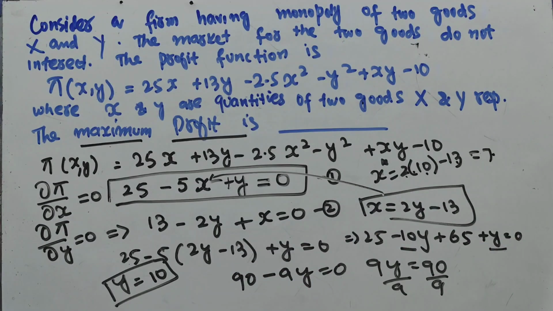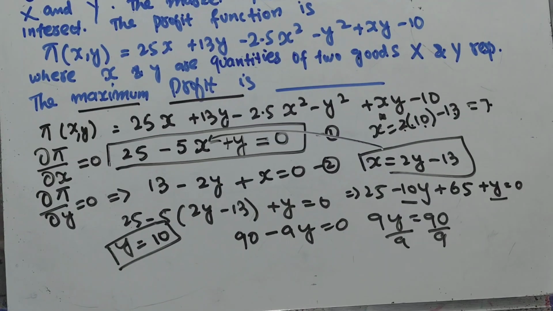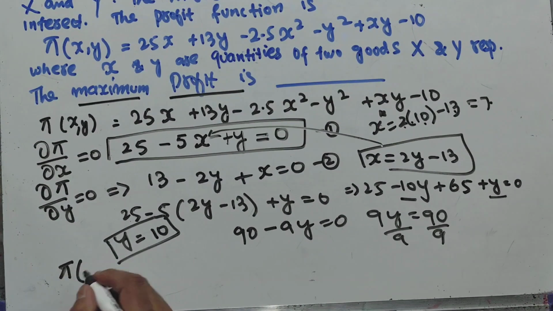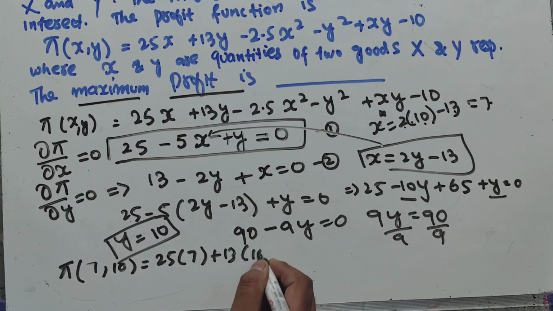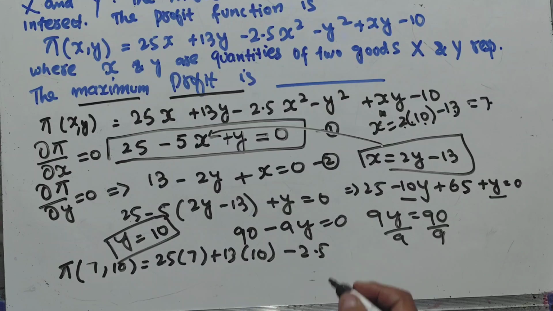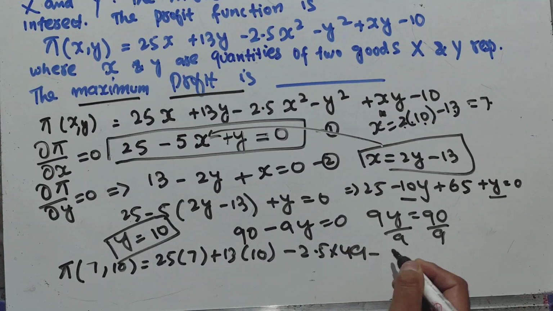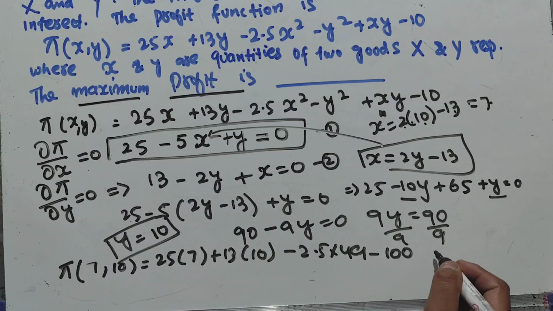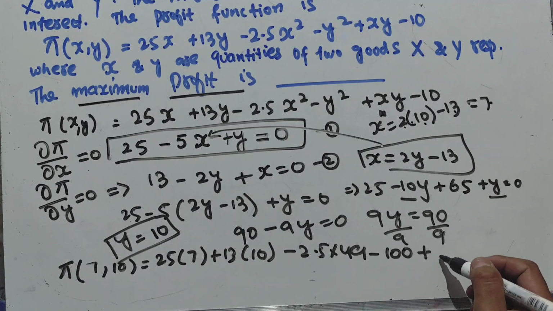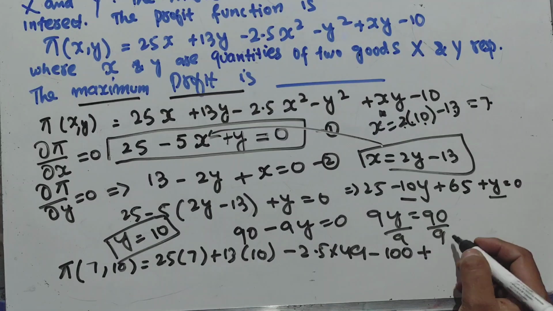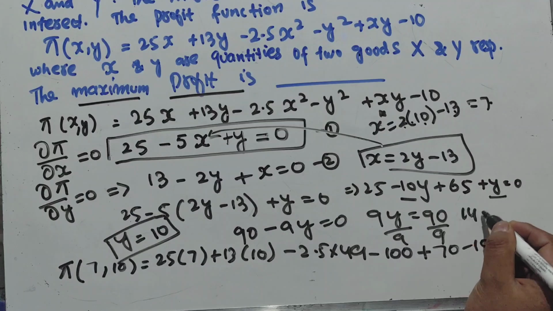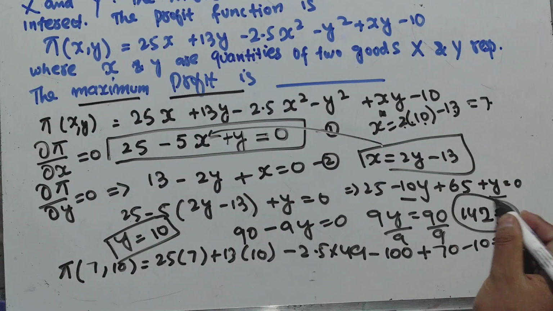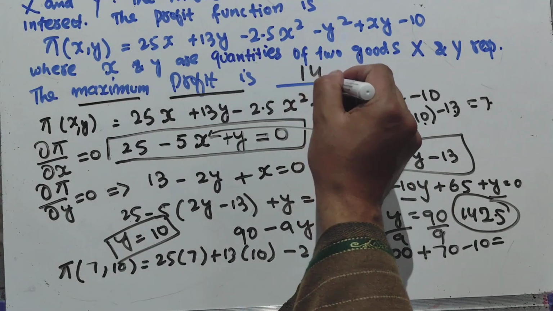But we are supposed to find out the maximum profit. Now plug the value of x and y into the profit function. So pi, we have x is 7 and y is 10. Plug, we have 25 into 7 plus 13 into 10 minus 2.5 into 7 square, which is 49, minus 10 square is 100, plus 10 into 7, which is 70, minus 10. Solving this, we should get 142.5. I have calculated the calculations, so this should be the answer. That is 142.5, okay.